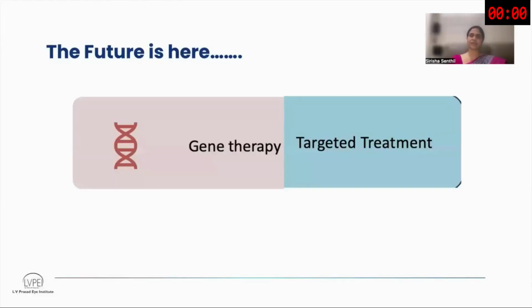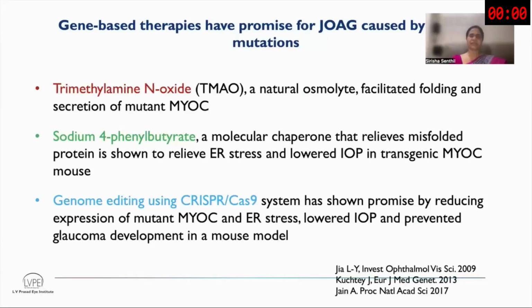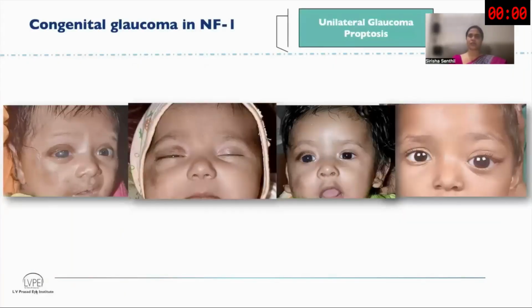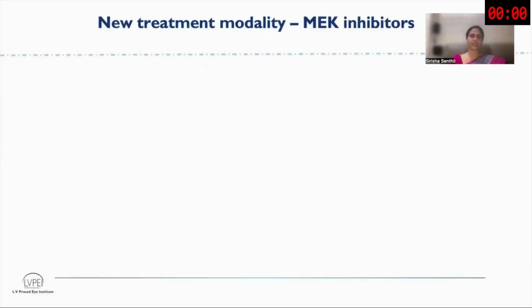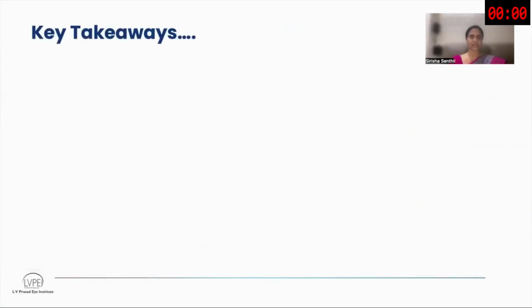We know gene therapy and targeted treatment is something that people are aiming for. Sometimes gene-based therapies have shown promise in juvenile open-angle glaucoma, and they're also coming up in certain other types of secondary glaucomas, like neurofibromatosis type 1, which are showing promise, especially with the MEK inhibitors that are used to treat the severe form of inoperable plexiform neurofibroma as well as the intracranial neurofibromas.